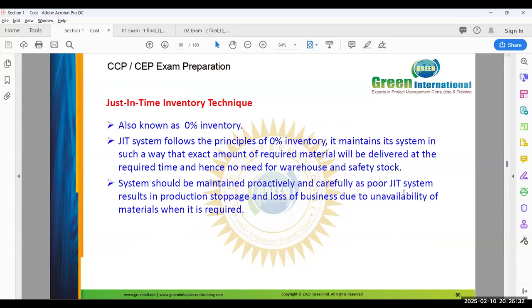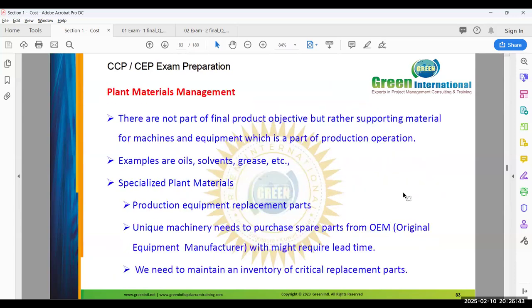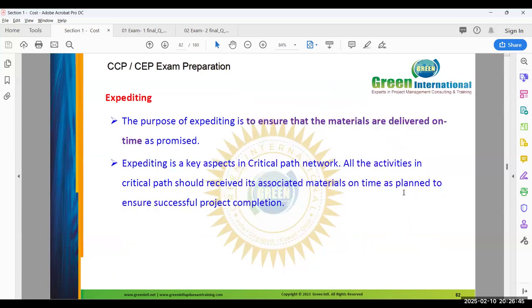Just in time inventory. That is, we'll always keep a zero inventory. Exactly when it reaches, at that time, we'll be taking the material. There are different types of inventory material. These theories you just read. What is expediting, all these things. This concept is in SAP. Expediting means we should keep following up on the material delivery. The material which falls under the critical path should not be delayed, because the material delay will affect the overall project schedule.